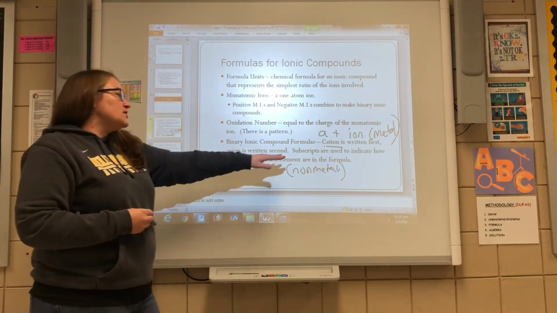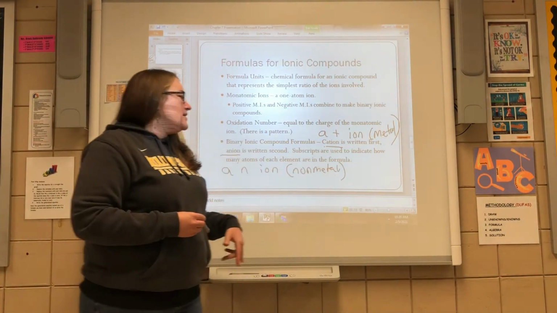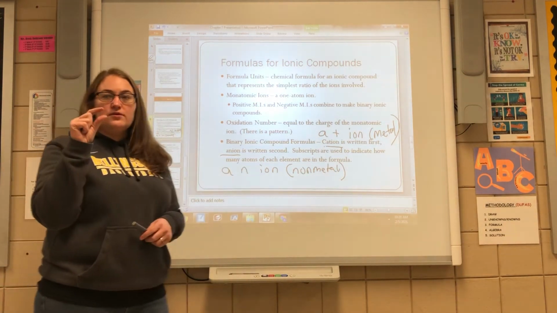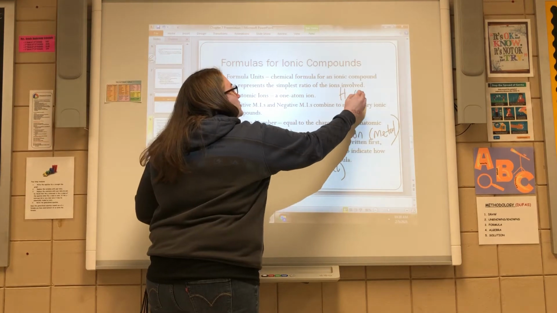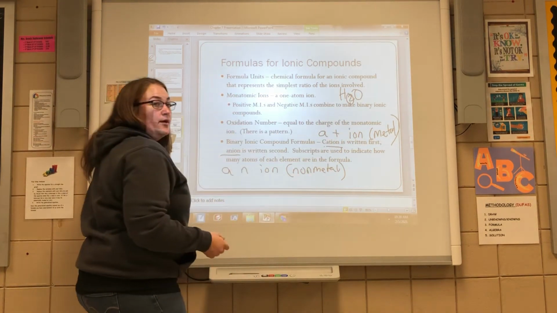And then we're going to use the subscripts to show how many are in each formula. Subscripts, remember, are the little numbers. Like if I have H2O, that 2 is the subscript. Okay?